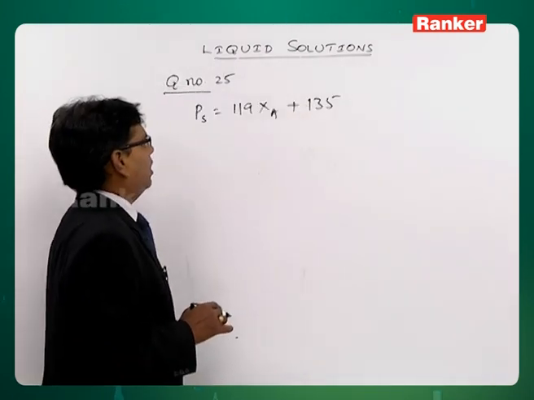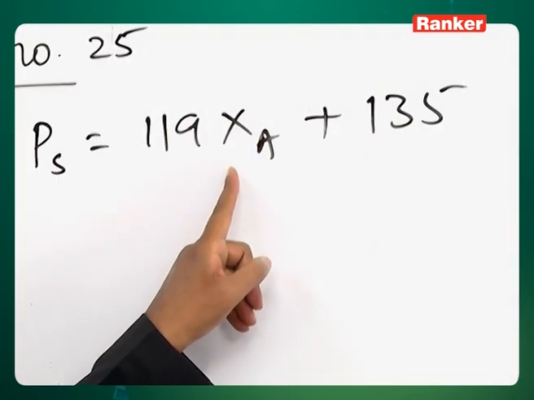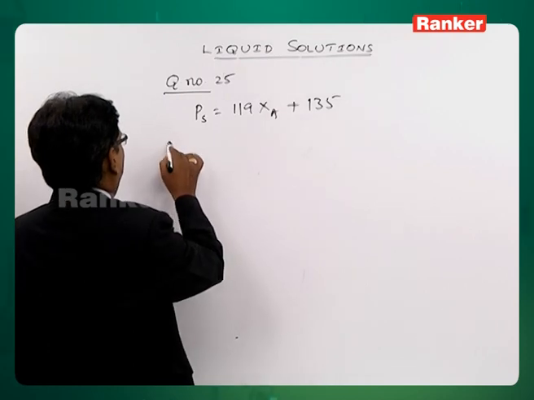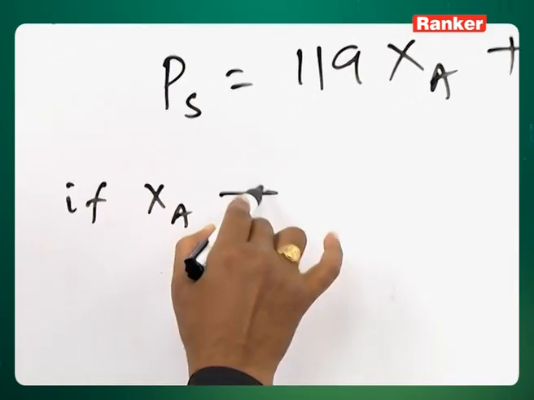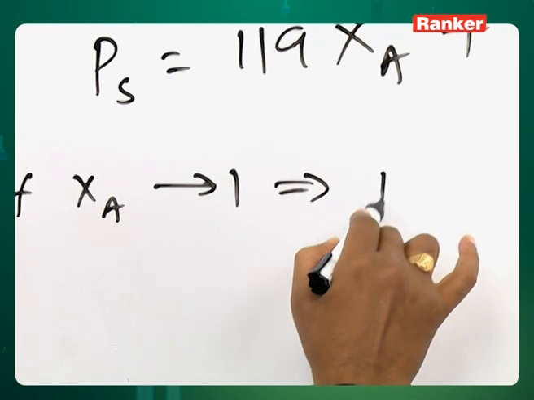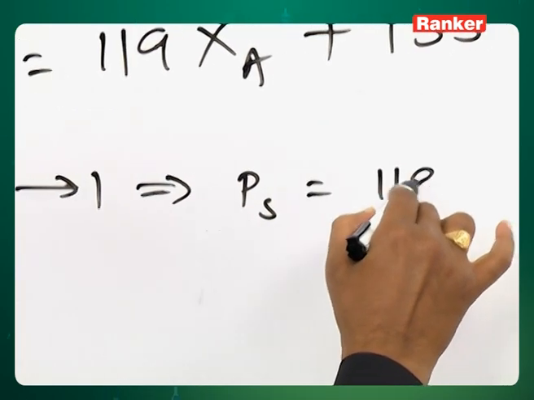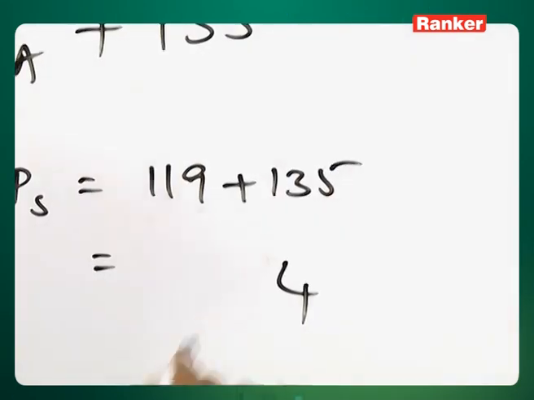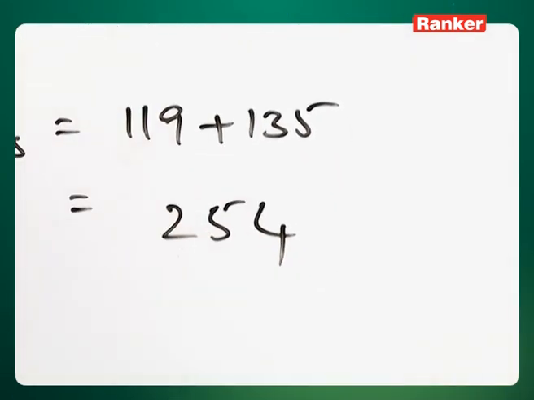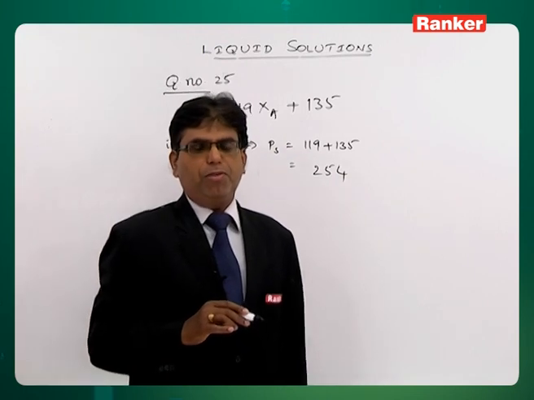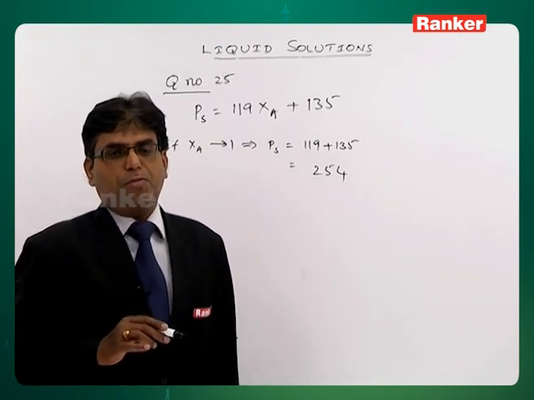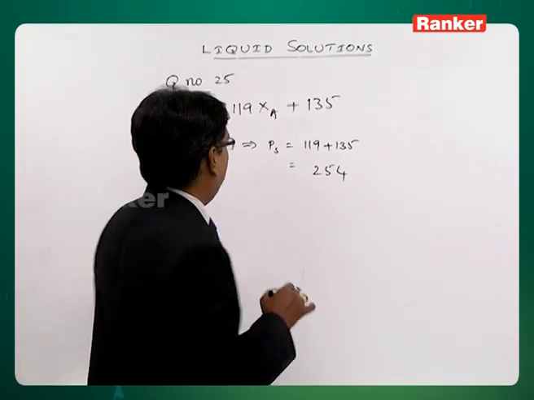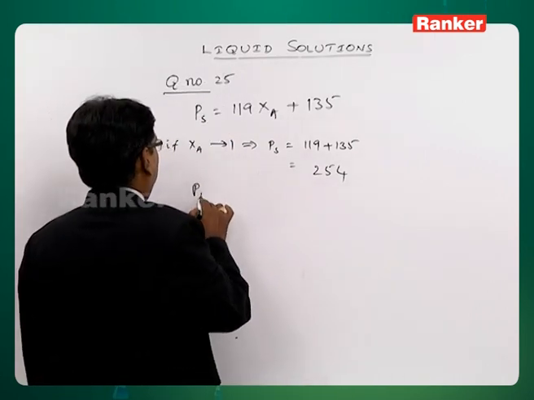When XA is tending to 1, then obviously PS is equal to 119 plus 135, that is equal to 254. Where XA is the mole fraction of methyl alcohol, then the value of limit XA tending to 1 of PA by XA. Then what is PA?